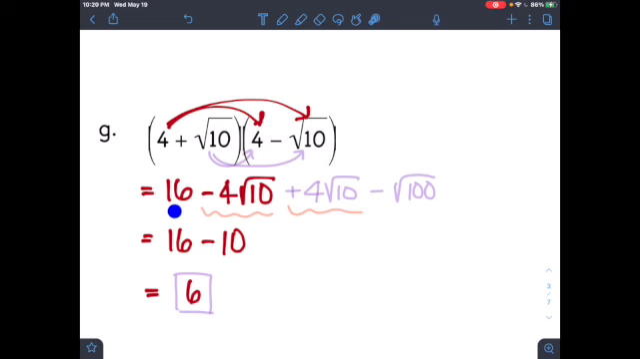So for letter G, we are doing the same thing. 4 times 4, 16. Positive 4 times negative root 10, negative 4 root 10. Positive root 10 times 4, positive 4 root 10. Root 10 times root 10, root 100. Signs: positive, negative, negative. So now when you combine like terms, it's going to be negative 4 root 10 plus 4 root 10, root 10 and root 10 the same. That's gone. Root 100 is going to be 10. So now we have whole numbers. 16 minus 10, 6. That's G.